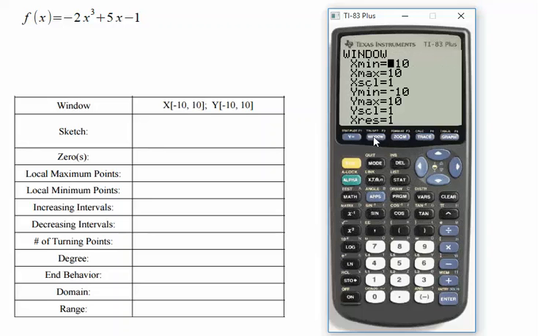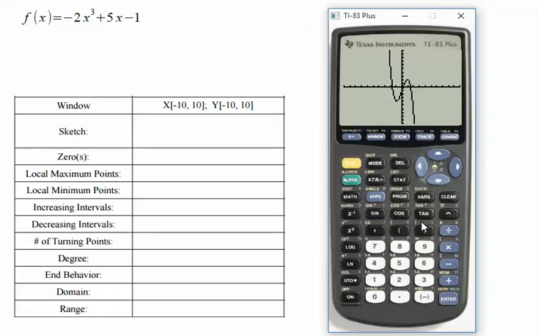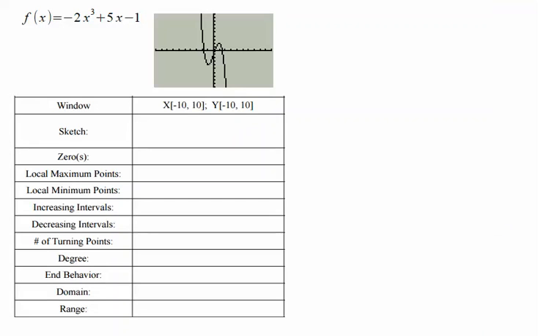Next we'll go to our window and we'll make sure it's set as indicated. So the x min is negative 10, the x max is 10. The y min is negative 10, the y max is 10, and we'll hit graph. And there's the picture. So first thing is when we go to write the sketch, all we need to do is just draw basically what it looks like, something like that. It doesn't have to be perfect, it's just giving me a sense that you know what the picture is.